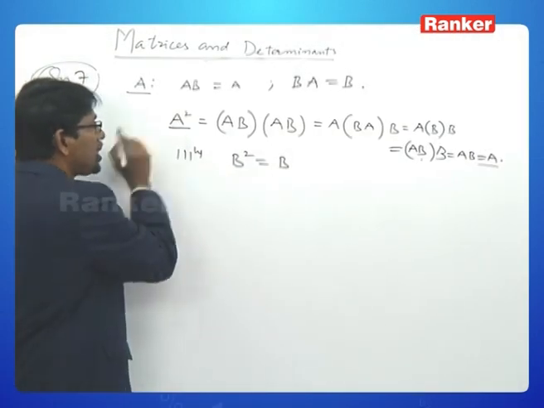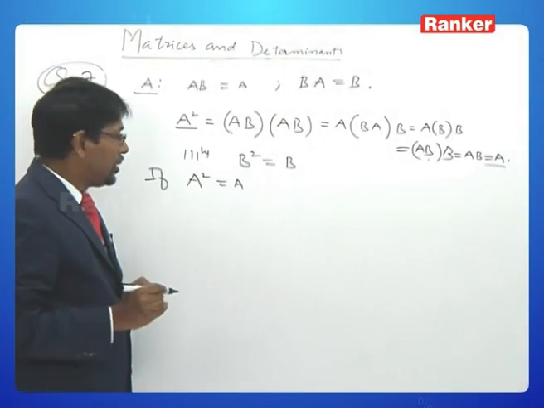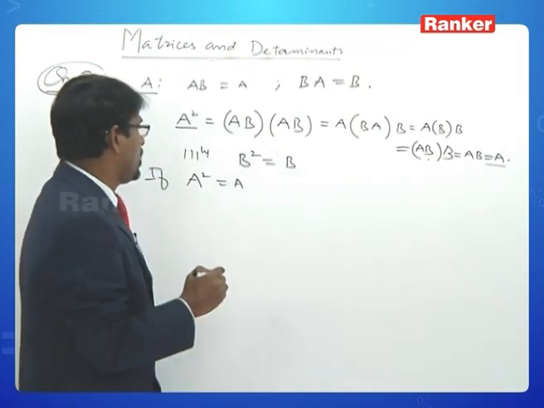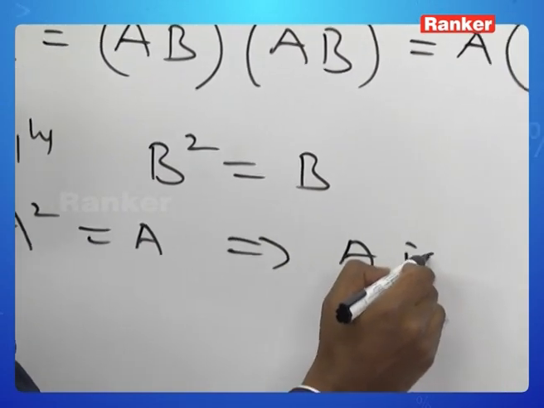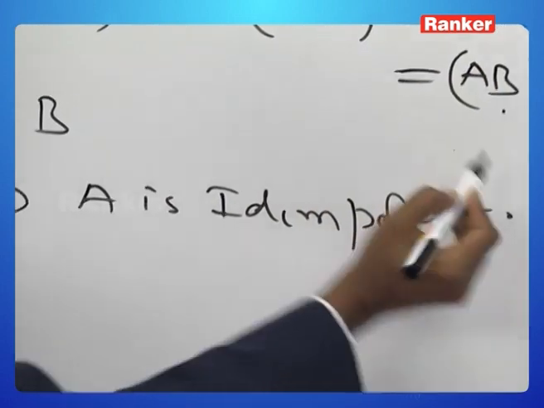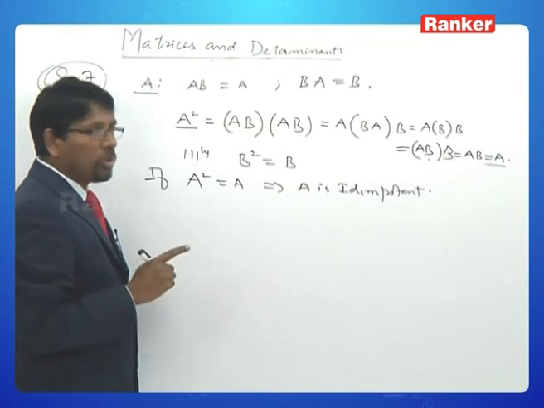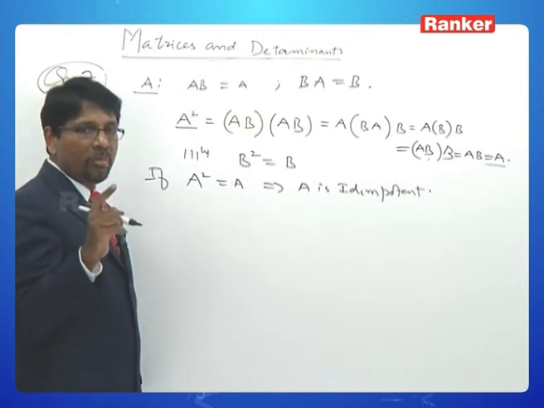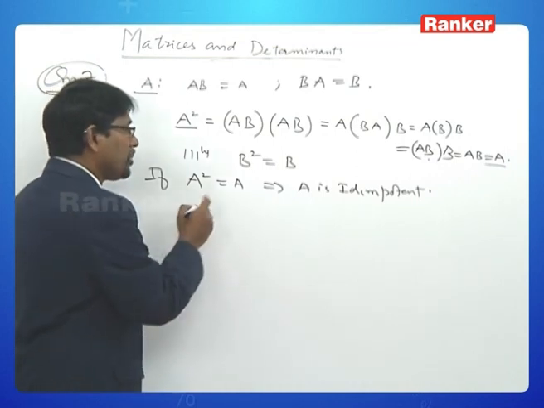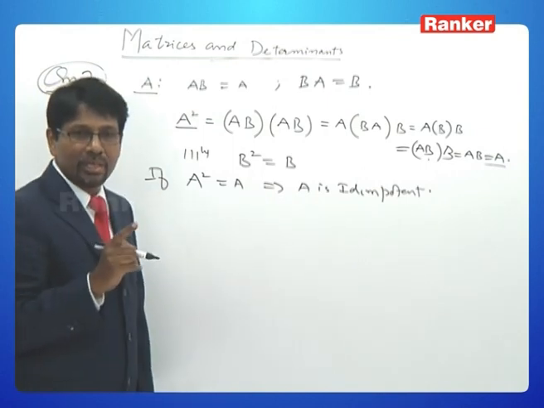Now, if A square is A, then the matrix A is said to be an idempotent matrix. That is the condition for idempotency. So from AB equal to A and BA equal to B, we are able to clearly see that A and B are both idempotent. B square is B and A square is A. So the second statement is clearly true.